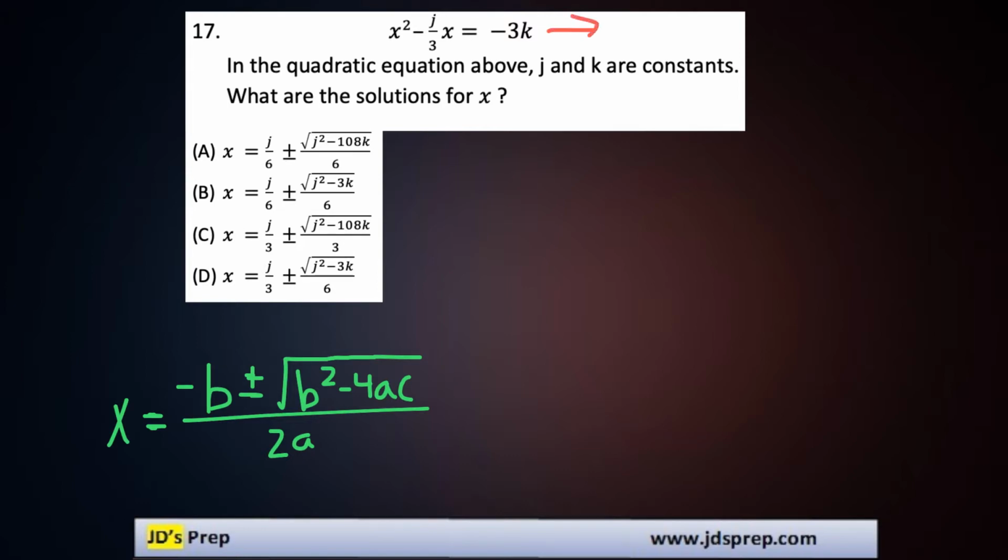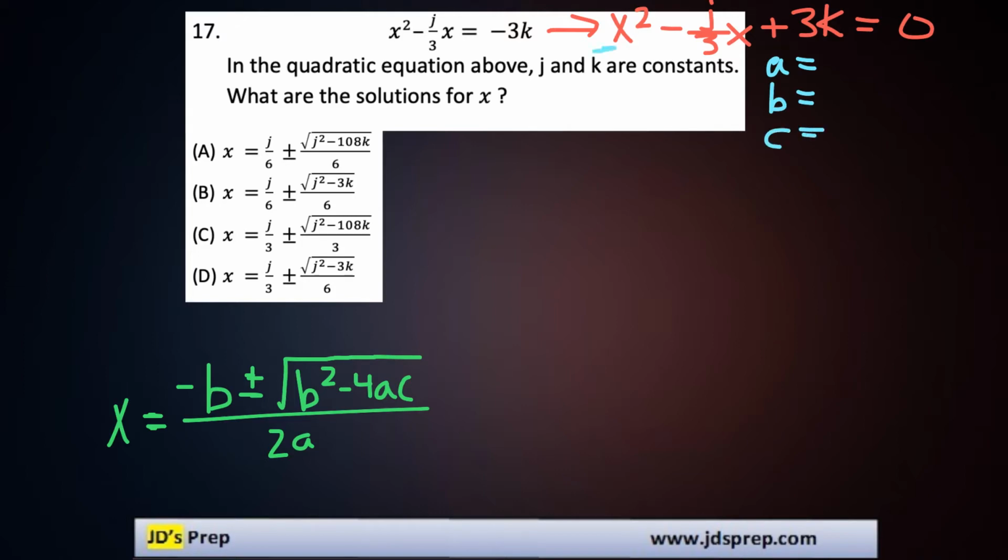We can do that pretty easily just by adding 3k. So then we would have x squared minus j over 3x plus 3k equals 0. With that done, we can now identify our a, b, and c values.